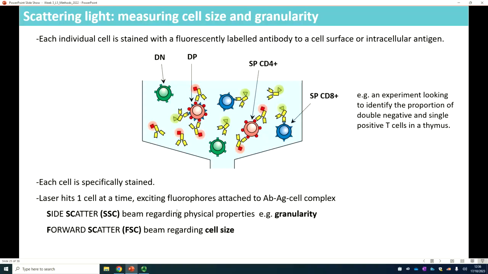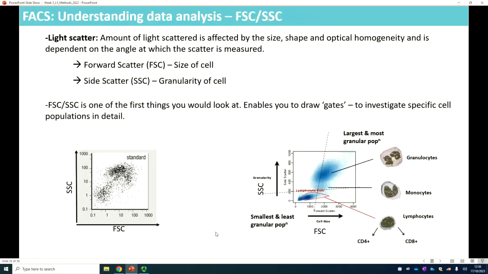So side scatter relates to the granularity of the cell. Forward scatter relates to the size of the cell. So light scatter really means the amount of light that's scattered, and this is affected by the size of the cell, the shape, and the optical homogeneity, and this is dependent on the angle at which the scatter is measured.